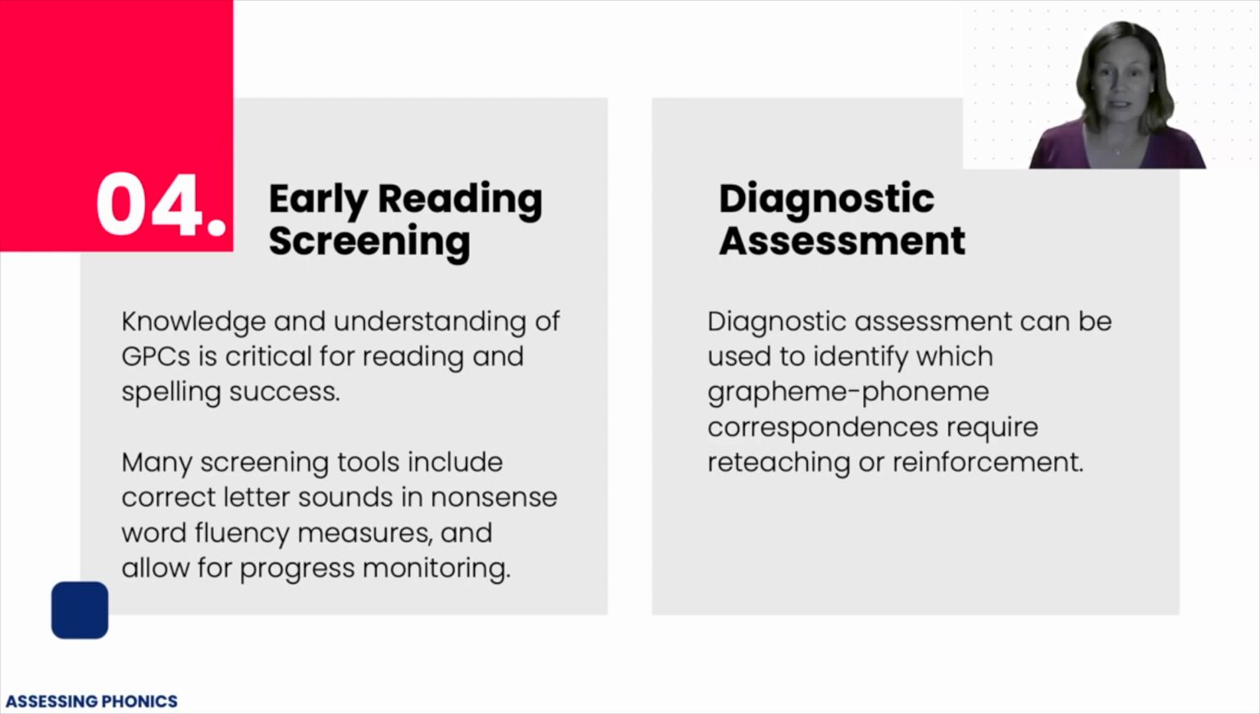Many evidence-based screening tools include phonics subtests for young readers, such as correct letter sound scores on nonsense word fluency measures, and can help to identify at-risk students. Progress monitoring of this measure allows us to ensure that instruction and intervention are effective. For writing, we might use a spelling survey, which allows us to look more closely at a student's understanding of sounds, spelling patterns, and morphology.